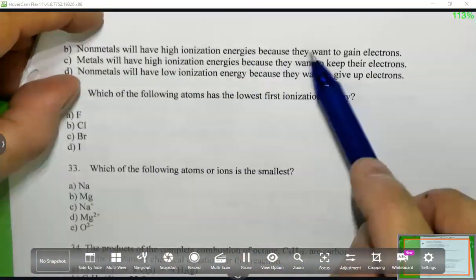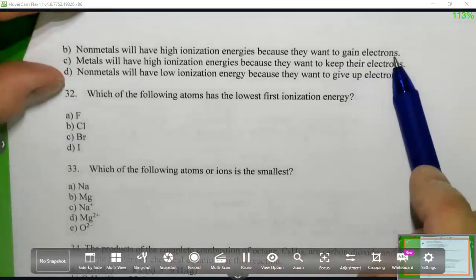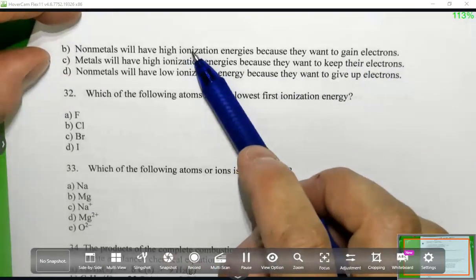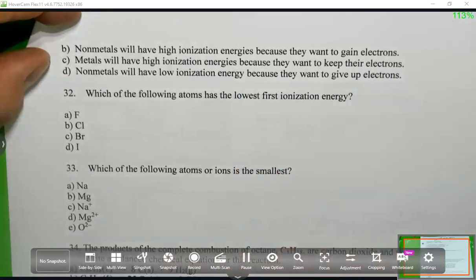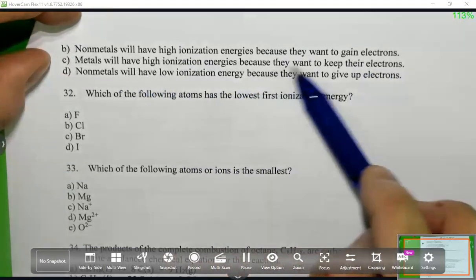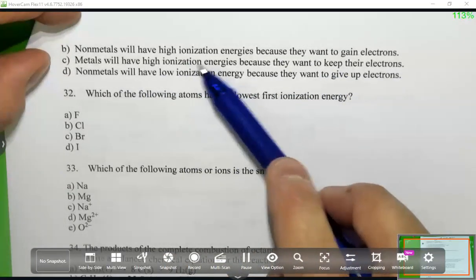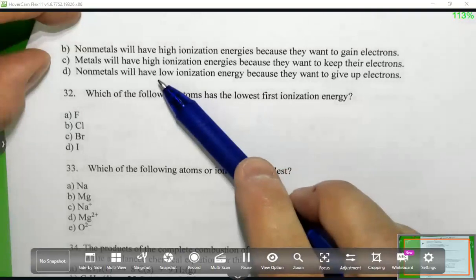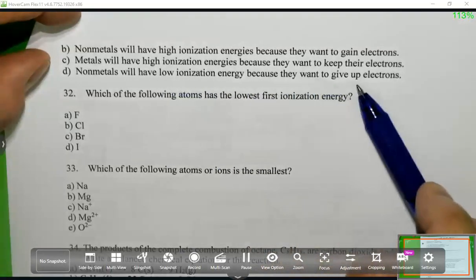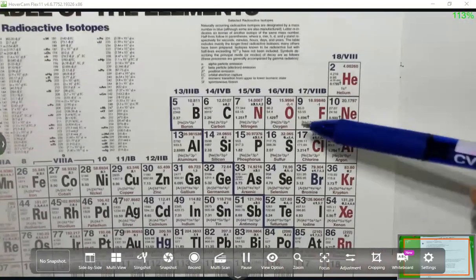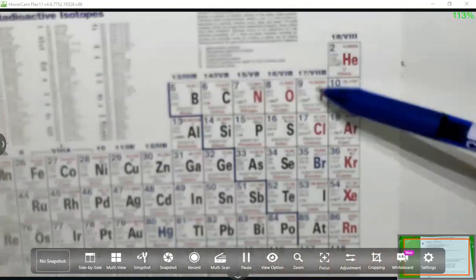Non-metals will have high ionization energies because they want to gain electrons. So if they want to gain electrons, it's going to take a lot to get rid of them. I kind of like that so far. Metals will have high ionization energy because they want to keep their electrons. Metals want to give up electrons. Non-metals will have low ionization energies because they want to give up electrons. They do not want to give up electrons. All these non-metals over here want to gain electrons.